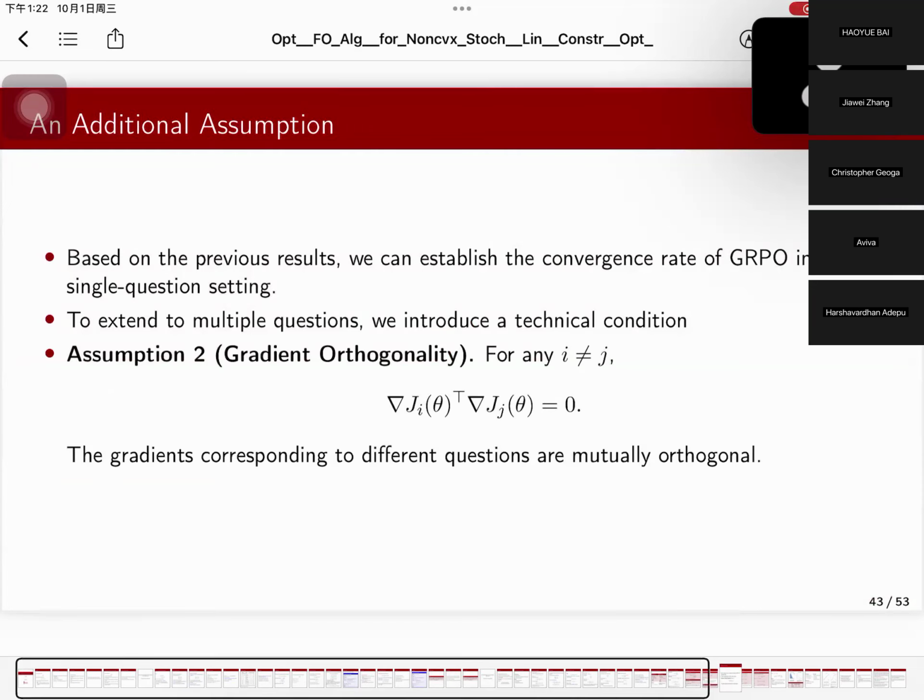In order to extend the result to the many questions case, we make the following assumptions. We assume the gradients for different questions are orthogonal to each other. This assumption, at least at initialization and in the early steps, can be verified by experiments. I will talk about it later.